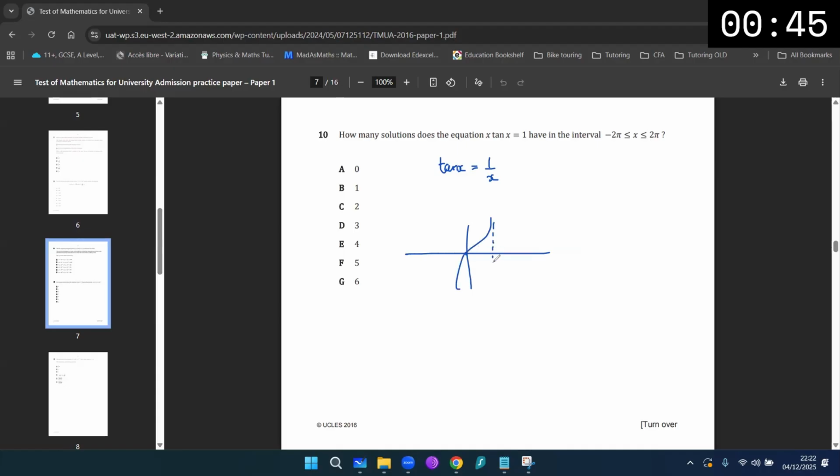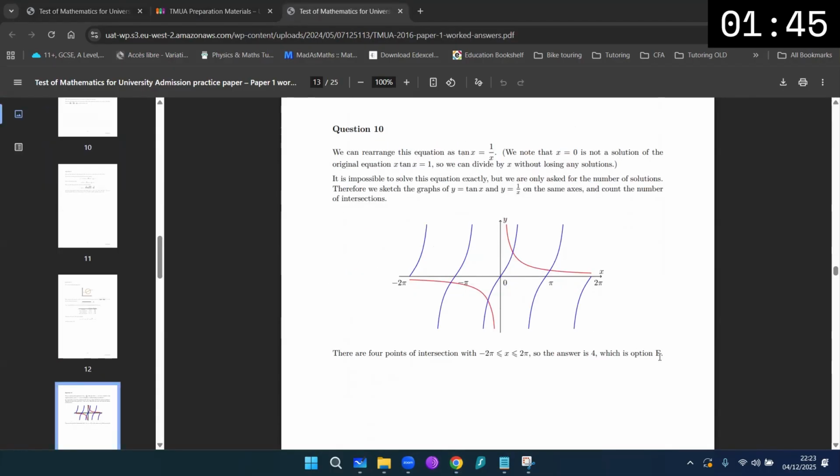So let's go. So tan, right? It looks like this between pi over 2 and minus pi over 2, and then it just repeats. So this would be 3 pi over 2, and there that would be 2 pi, and there, minus 2 pi. Then 1 over x will be like that, and like this. Okay, so we can see there's 1, 2, 3, and 4. Yep, there you go. Option E, 4.